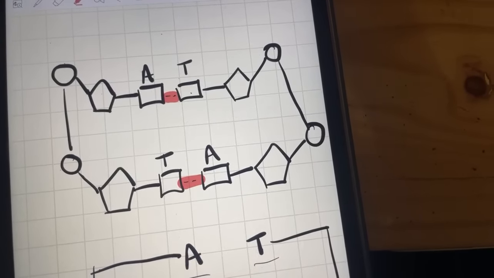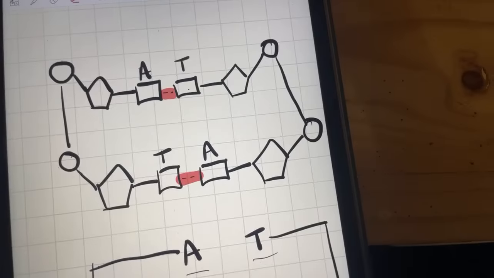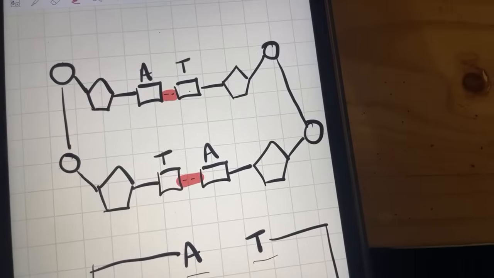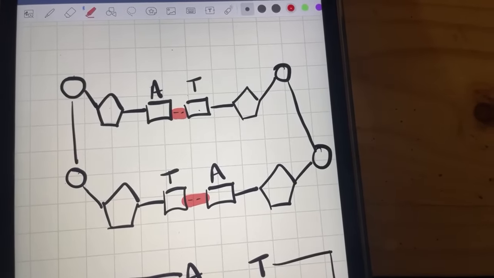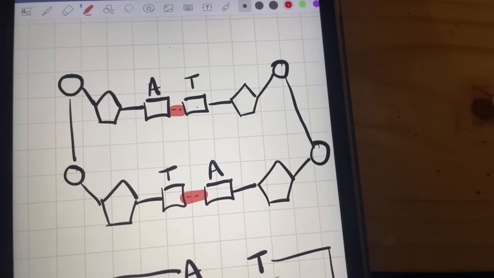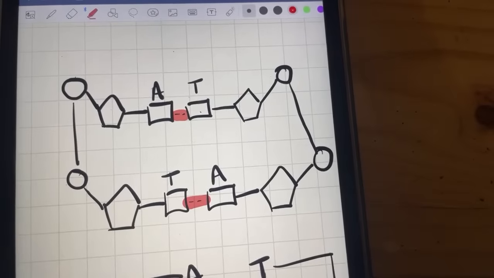Right, let's have a look at some more questions. What's the name of the special enzyme that can break down the hydrogen bond? If you really must know, it depends on what it is you're doing. So it could be transcriptase, it could be DNA polymerase.